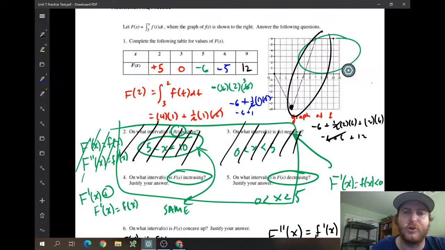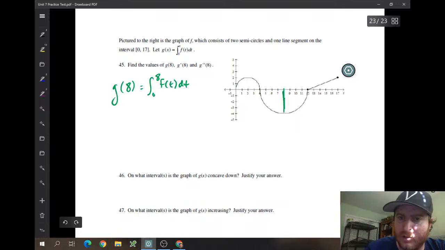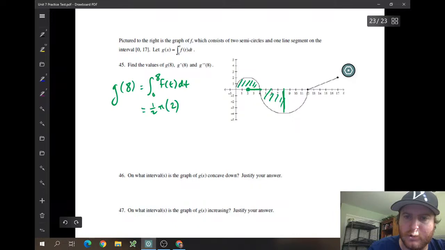Okay, we have g of x equals the integral from 0 to x. So to get g of 8, we do the integral from 0 to 8 of f of t dt. So from 0 to 8 is right here. This is a half circle and then a quarter circle. The half circle is above the axis, so 1/2 pi times and then its radius is 2. It's half of that circle, so the radius is 2. Don't get mixed up into the diameter. That's the center of the circle. So the radius is 2 squared.